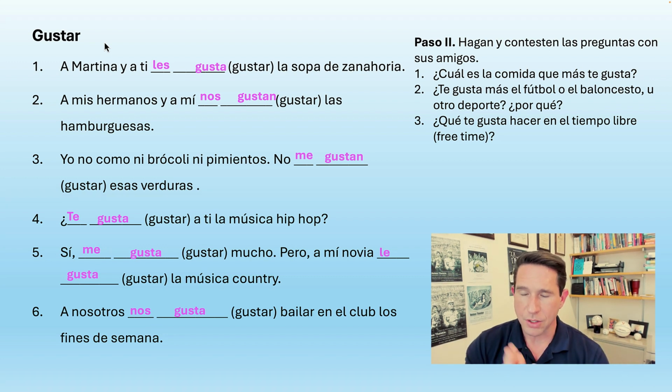Good. Okay, chicos, we're almost finished. Remember, gustar, very important. Language is expressional. This is a great way to practice that.